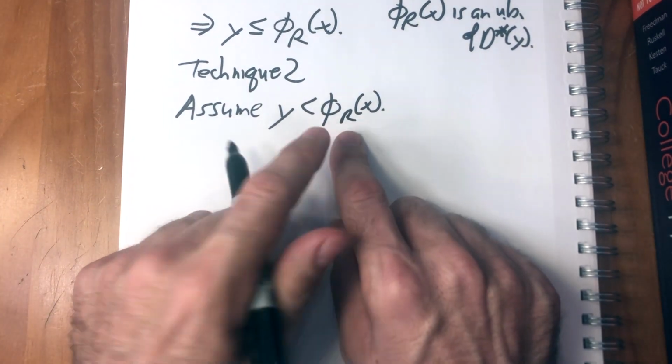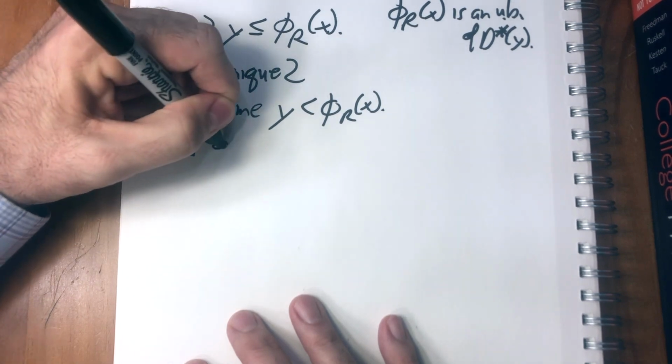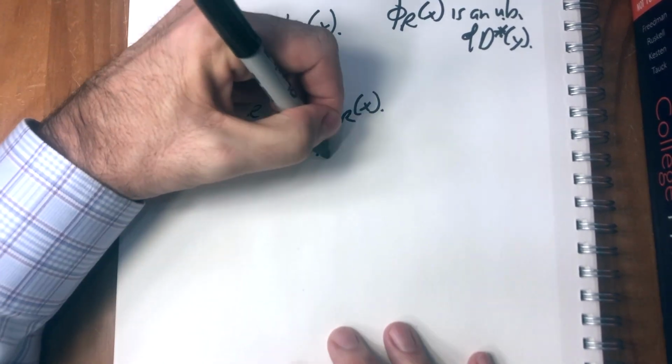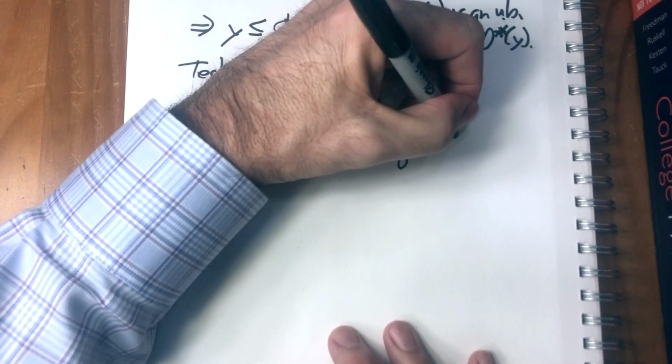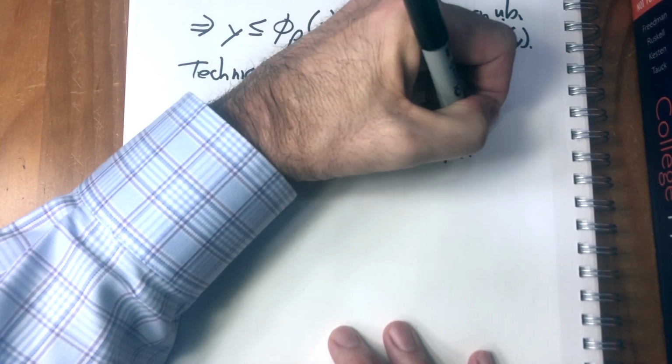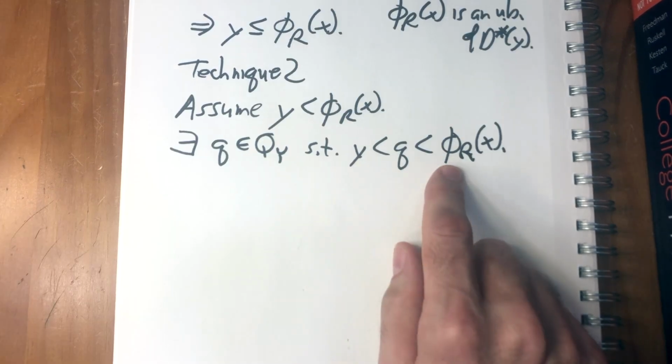So if this is true, then there exists q in the rationals in y such that y is less than q is less than phi r of x, because the rationals are dense in y.